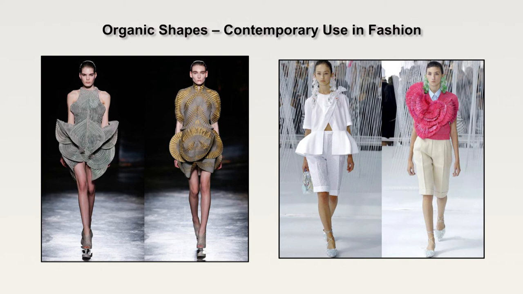This image is from Iris Van Herpen, 2016-17, Fall, Autumn, Winter, Women's Runway, Catwalk Collection Looks. It is an organically shaped dress. In fact, both are organically shaped dresses. On the right are outfits from Del Pozo 2017 Spring Summer Women's Runway Catwalk Looks from New York Fashion Week.